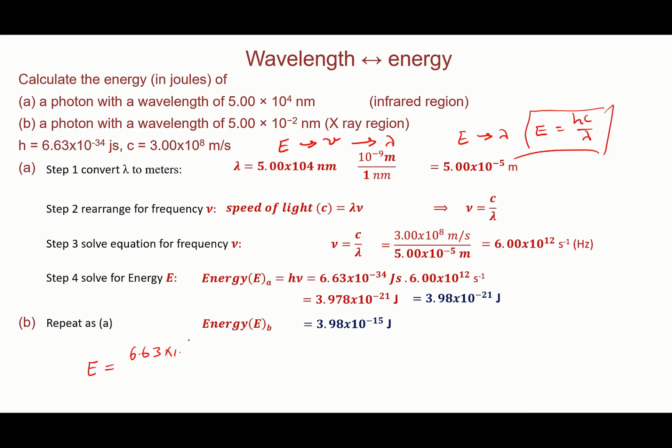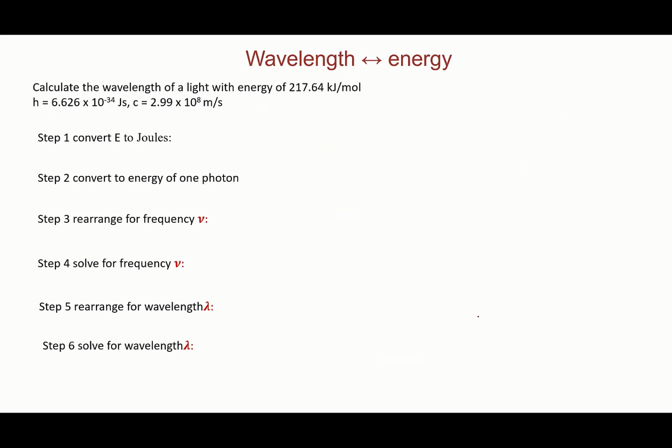6.63 times 10 to negative 34 joule second times the speed of light, 3 times 10 to the power 8 meter per second, and divided by the wavelengths in meter, which is 5.00 times 10 to negative 5 meter. You can see that 1 over second is going to cancel out with second, meter is going to cancel out with meter, and you will get energy in joules, which basically should be the same number, 3.98 times 10 to negative 21 joules. And we can go the other way around, which is finding wavelengths from energy.